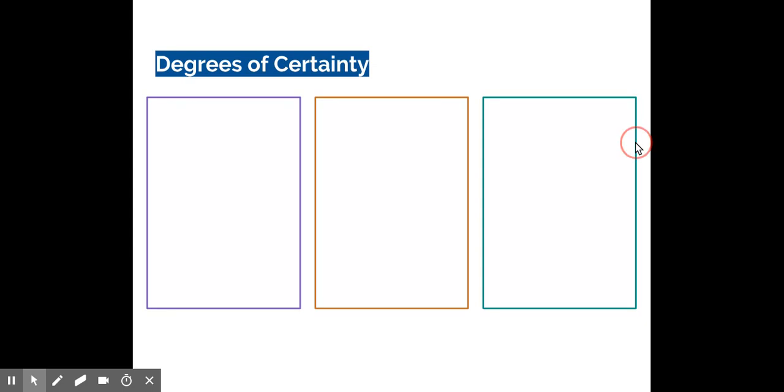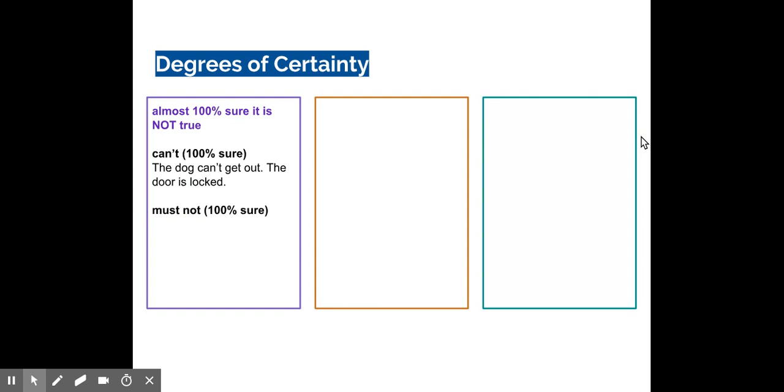So let's take a look with some examples. Almost 100% sure it is not true. These are going to be our negatives, our nots. Can't, 100% sure. The dog can't get out. The door is locked. I am very sure. Must not, 100% sure. He must not have cleaned his room. Right? I am looking at it now. It is still a mess. Must not.